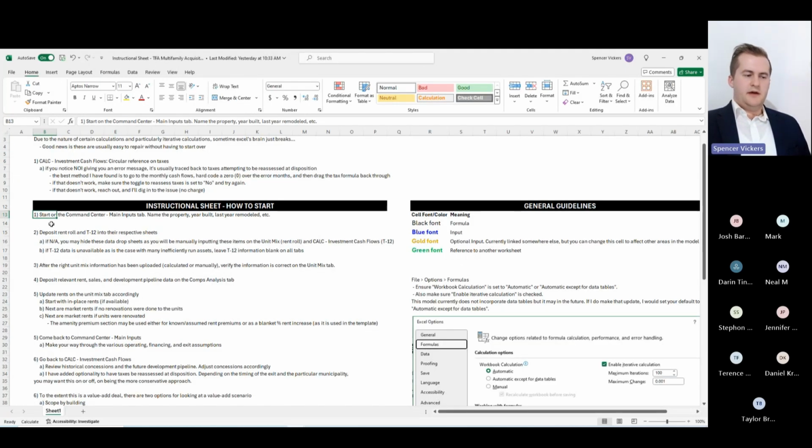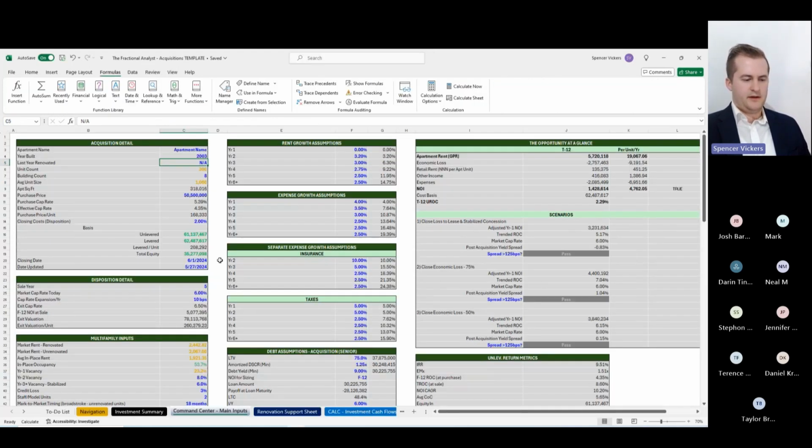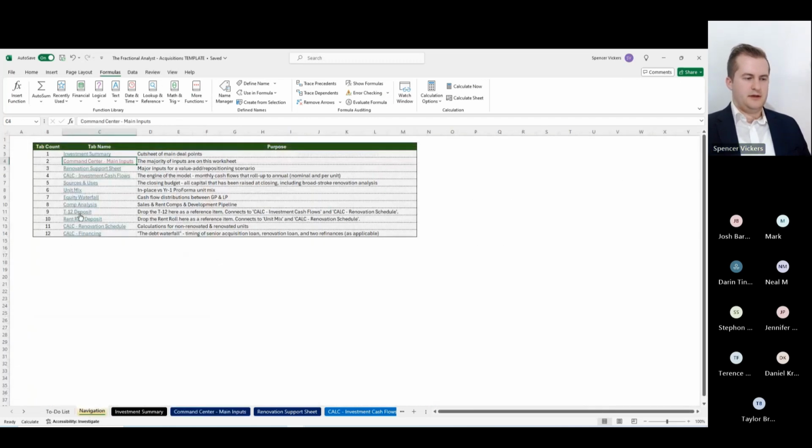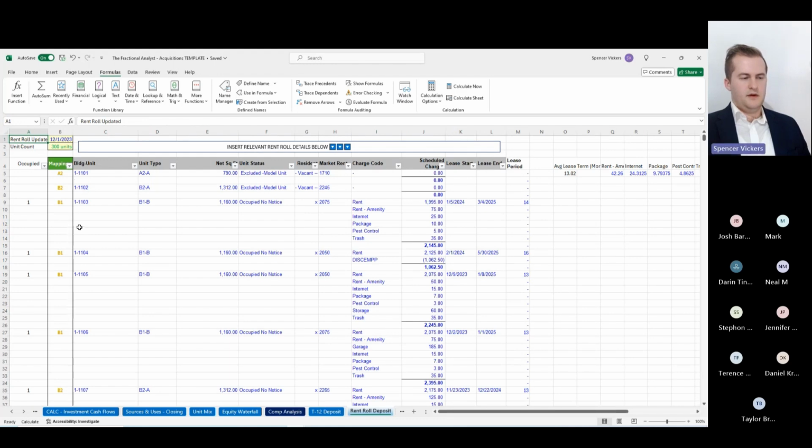So after I start there, then I would go to the rent roll and T12 deposits, and I would make those deposits. So I'd come back to my navigation page, and I'd go to the rent roll deposit first, probably. So the rent roll deposit page, what this is, the building and the unit number, those are helpful references, but they don't really link anywhere in the model. It's really just a reference on building number and unit number. The unit type is what maps back to your unit mix in the model.